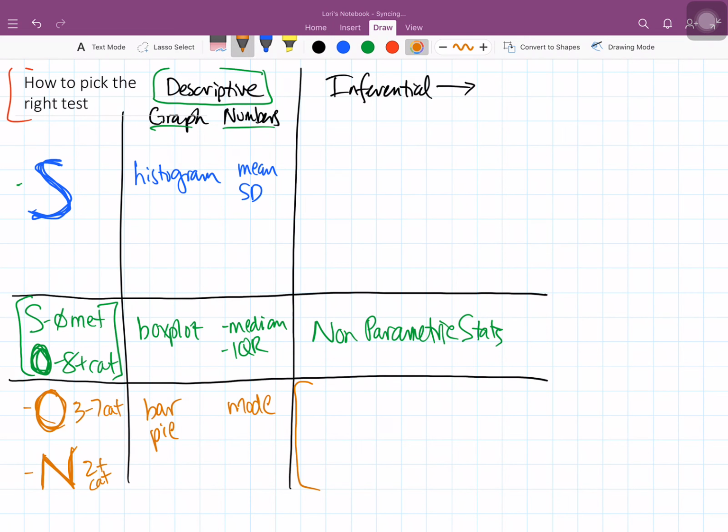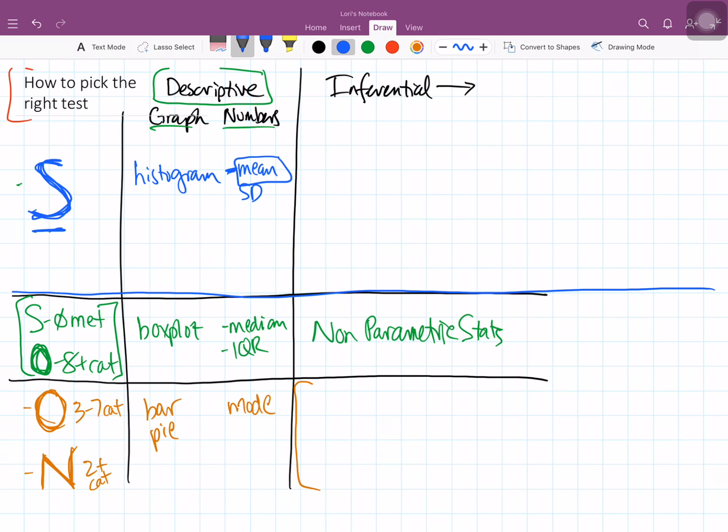But all of the tests of group means fall in this top row. So they will be up here above this line as we're kind of going across. And that's because we are testing the group means, and so we want to make use of that information. And we have 4 different tests that we've learned so far: a one-sample t-test, a paired t-test, an independent samples t-test, and a one-way ANOVA.